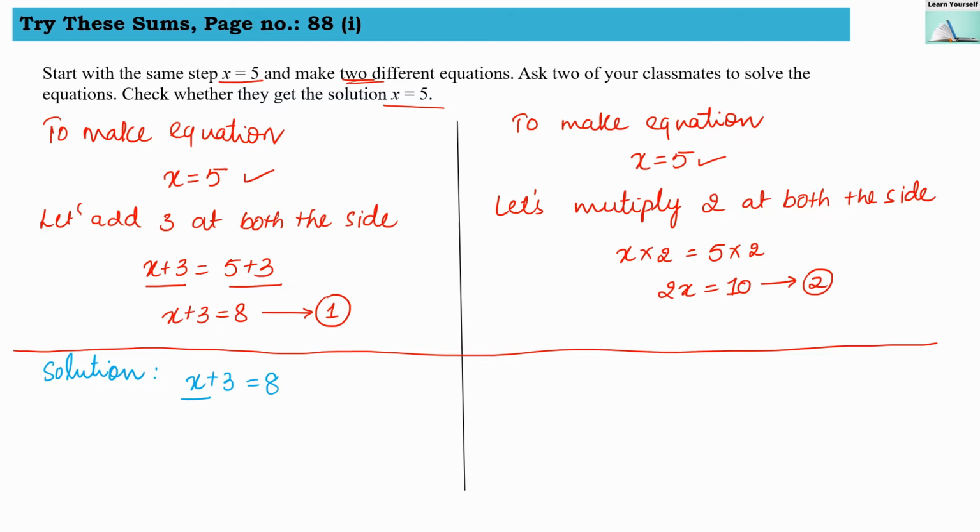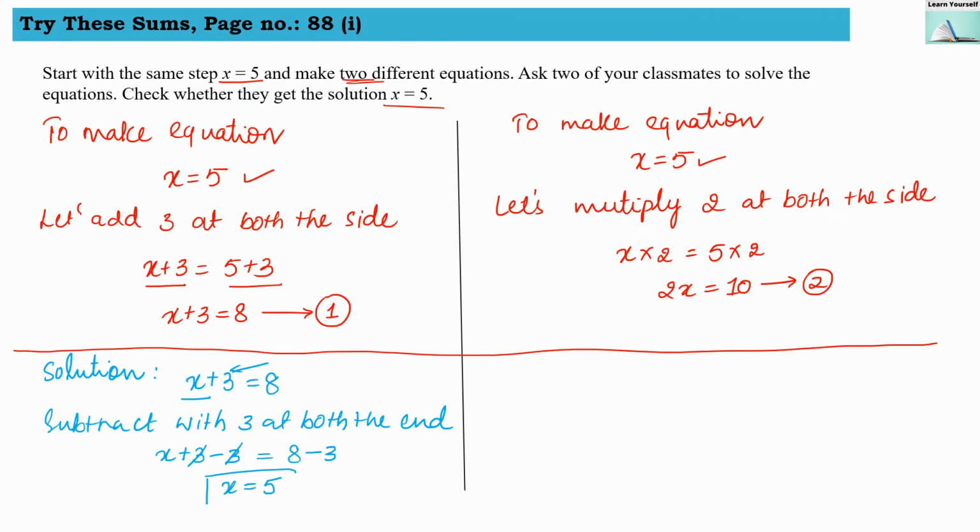So let us separate this variable. If I want to separate this variable, I have to remove this number. So subtract 3 at both the ends. By doing so, my x variable will be alone and separated. So like this, at both the sides, minus 3. Now this 3 and this 3 will get cancelled out and x equals 8 minus 3, 5. So I got my solution x equals 5.